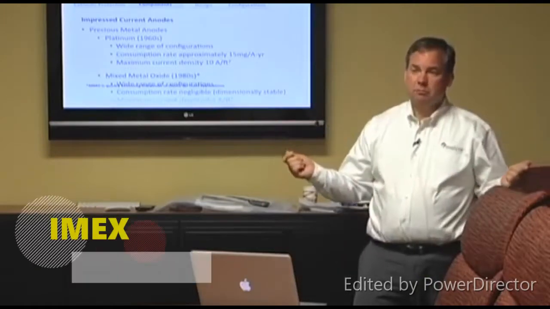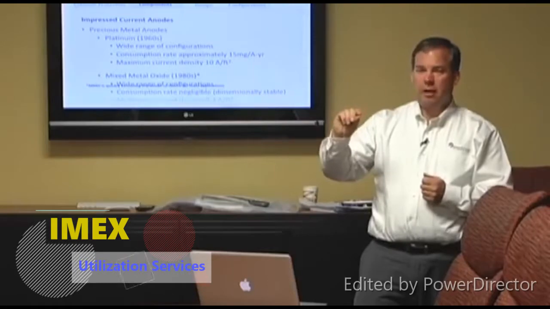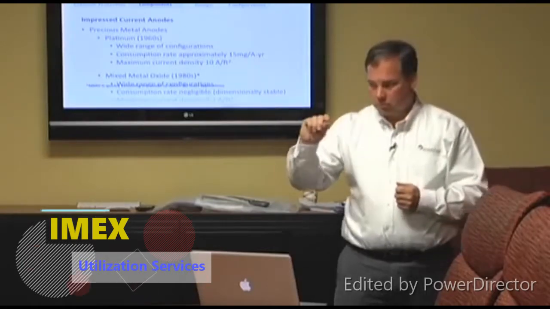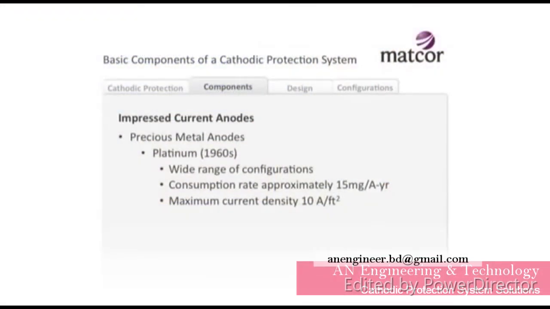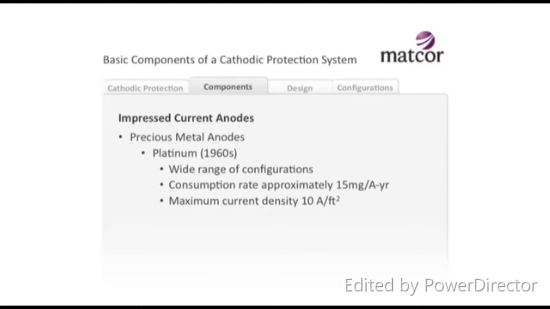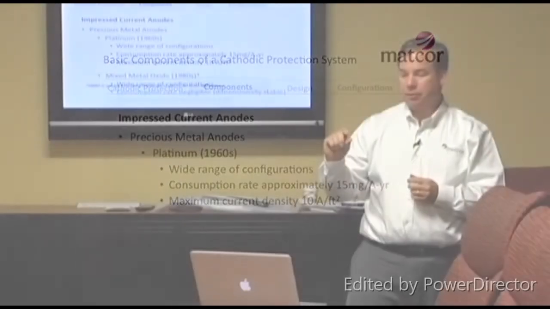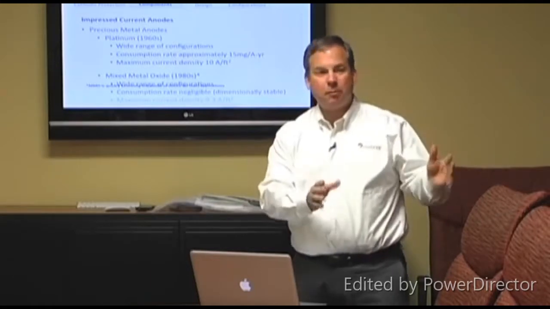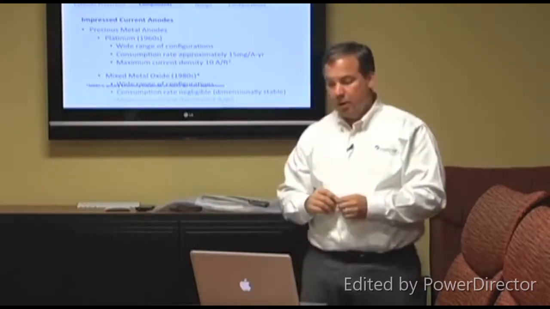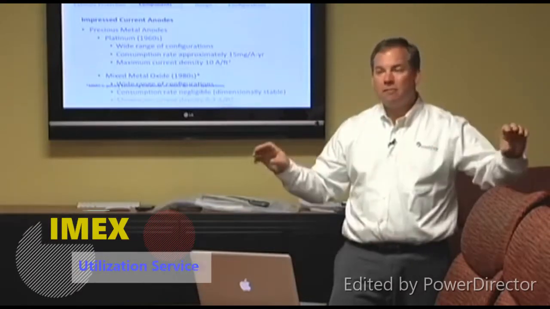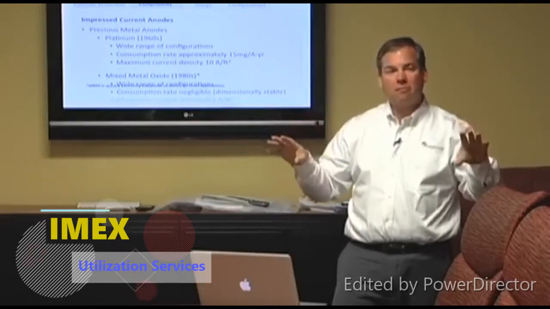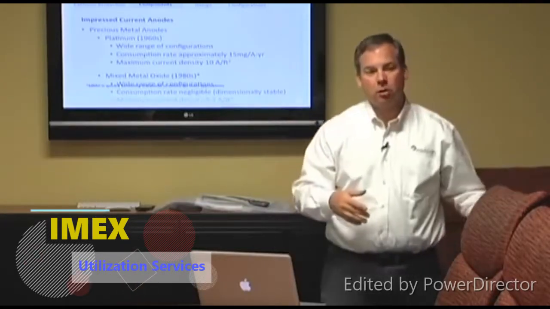Wide range of configurations. Basically, we're talking about a very thin layer of platinum, micron levels of platinum, over some sort of a substrate, some sort of a metal that the platinum adheres to, and they consume at a rate of about 15 milligrams per ampere. So a very low consumption, not talking pounds per ampere, now we're talking about milligrams per ampere. And they can kick out 10 amps per square foot as opposed to 1 or half an amp per square foot. So I can get a lot more current off of them. I can generate a lot more current off of a smaller anode package, and it'll last longer.